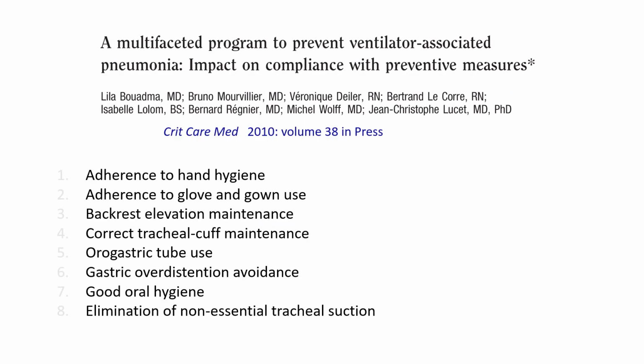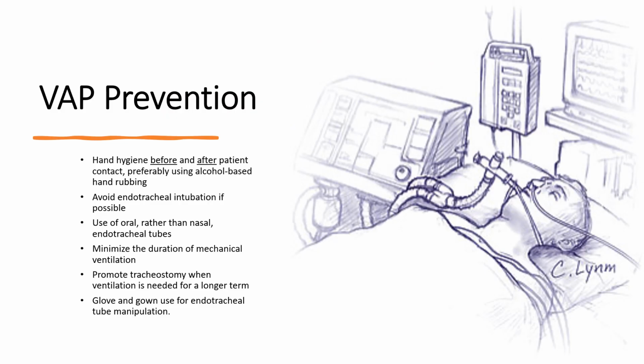There is an interesting article on a multifaceted program to prevent VAP, and its impact on compliance with preventive measures. It stresses adherence to hand hygiene, adherence to glove and gown use, backrest elevation maintenance, correct tracheal cuff maintenance, orogastric tube use, gastric overdistension avoidance, good oral hygiene, and elimination of non-essential tracheal suction. VAP can be effectively prevented by hand hygiene before and after patient contact, avoiding reintubation, use of oral rather than nasal tubes, minimizing the duration, promoting tracheostomy when ventilation is needed for longer term, and gown and gloves used for ET tube management.